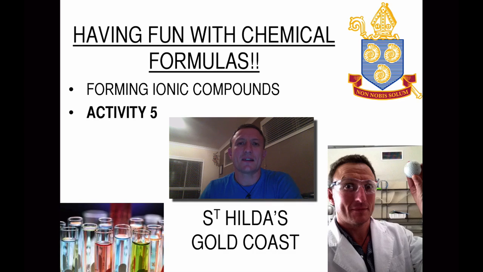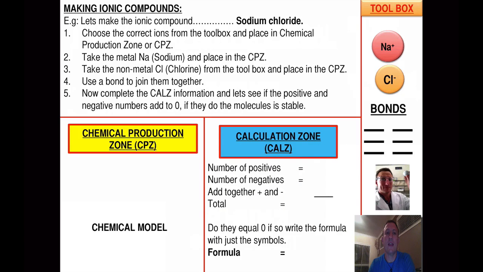Okay, let's get started. In this example, we're going to make the ionic compound sodium chloride. So the first thing that we need to do is choose the ions from the toolbox on the right hand side. Now to make life easy, I've already put the 2 ions that we require. However, as you'll see further on, there will be a variety of ions, so you first need to choose the correct ions. So in this case, I need to have the ion sodium. That's the metal, Na+. So copy and paste the sodium ion and place it in the chemical production zone, or the CPZ.